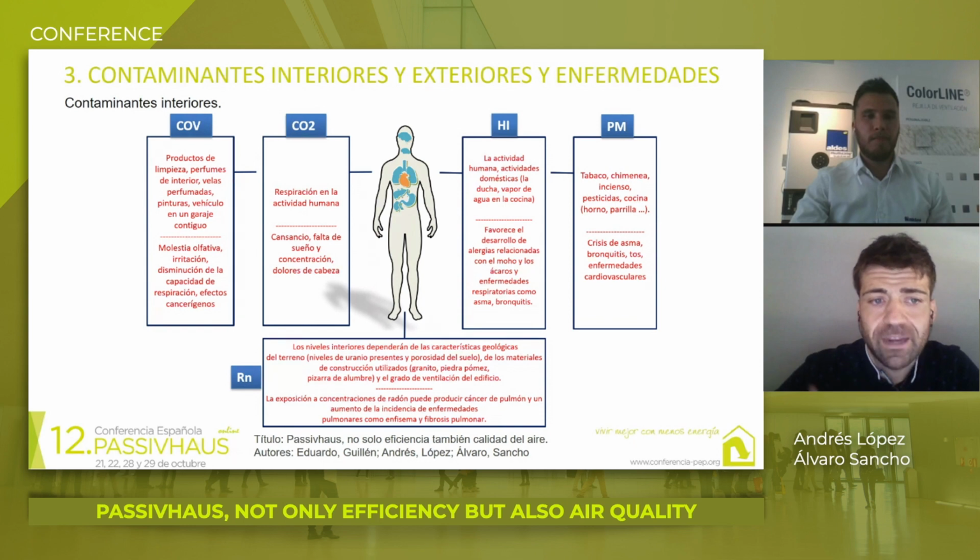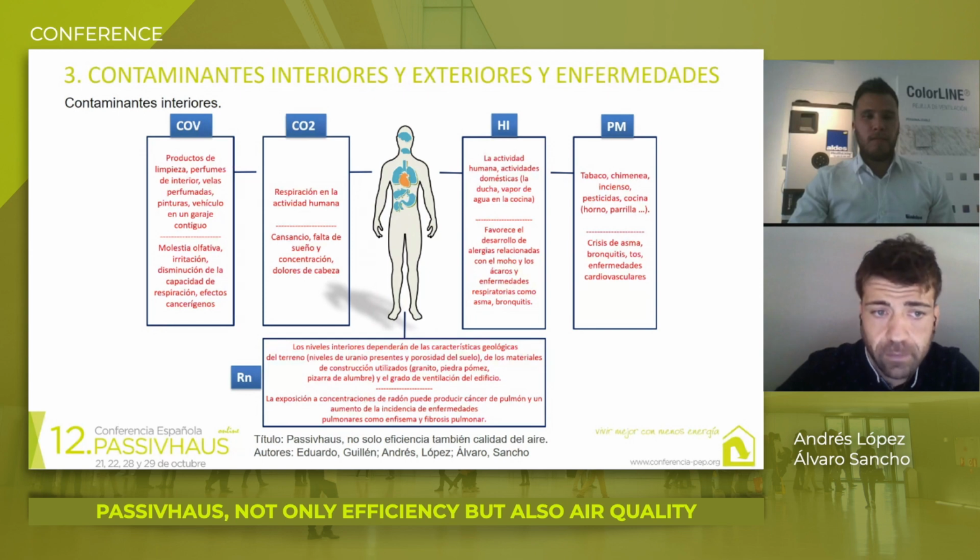And then within buildings, within homes, the number of contaminants increases. VOCs, volatile organic compounds, and CO2 can also increase or decrease depending on the quality of ventilation. So within our homes, we can also find particulate matter, which will affect us in the same way as we saw before, such as tobacco ash, which can create asthma and different cardiovascular diseases. But we will also have to take into account contaminants such as CO2, which can be generated by human activity.